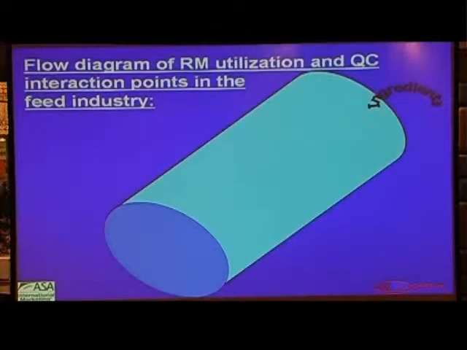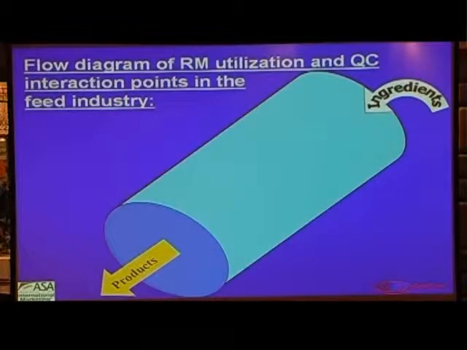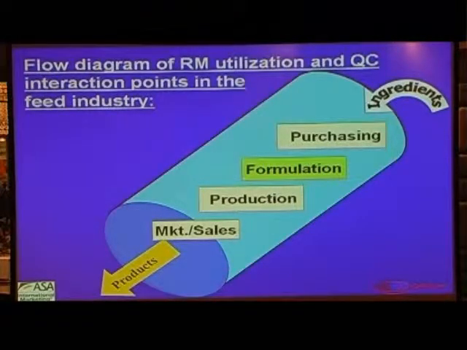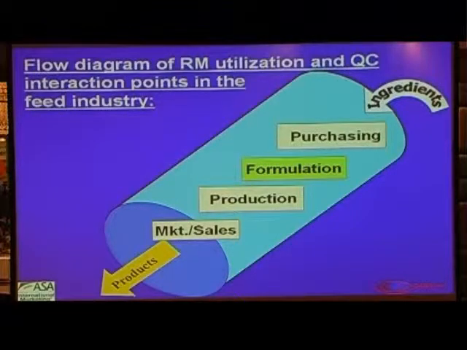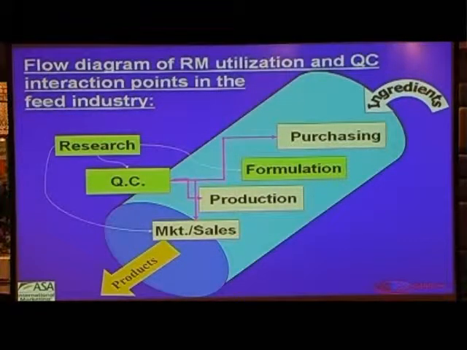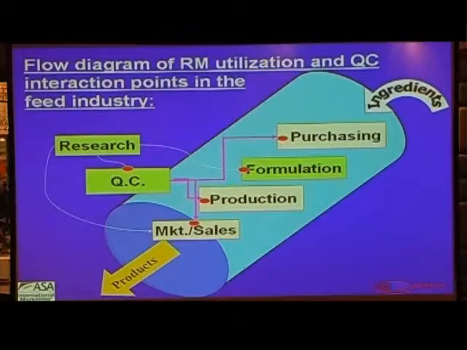We have to realize that in essence the production of feed can be represented by this particular tube and the different stages in which you have the purchasing of the ingredient, the formulation, production, and the marketing and sale of the product. Of course, at all stages you get quality control involved, which should be directed by research, based on research and sound scientific process. And that is normally what happens at this moment in the feed industry, and I'm fairly familiar with the Asian feed industry. That's also what happens here.